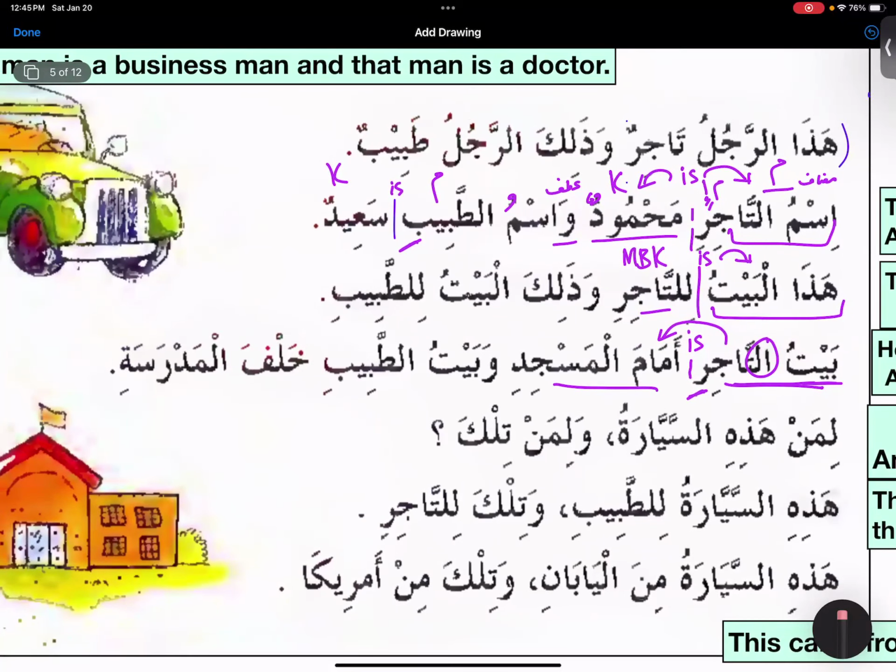Okay, now, where we were. Baitu tajiri amam al masjidi. Now, this amam al masjidi, how can I label it? What is my label here? MBK. Why MBK? Because this is zarf makan, and all my zarf, basically, are going to be labeled as MBK in jumla ismiya.